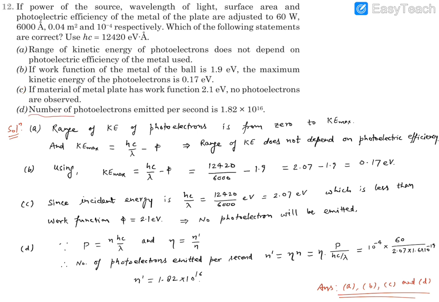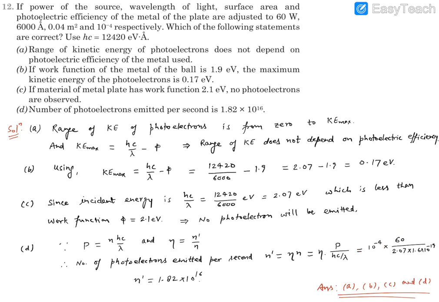Then the last option says the number of photoelectrons emitted per second is going to be this number. We need to check. So number of photoelectrons emitted: we know the power is given by N hc by lambda. And photoelectric efficiency is n dash upon n, where n is the number of photons per unit time. So n dash is going to be the number of photoelectrons emitted per second. That means n dash we need to find out. So the number of photoelectrons emitted per second is n dash, which is going to be eta times n. Now n can be rewritten from here. So this is P divided by hc by lambda. Eta is known to us, 10 raised to power minus 4. That's efficiency. Power is given as 60 watt.